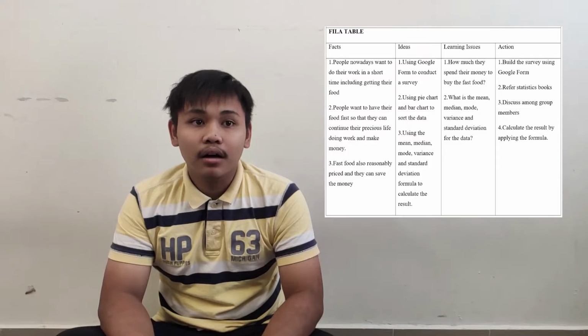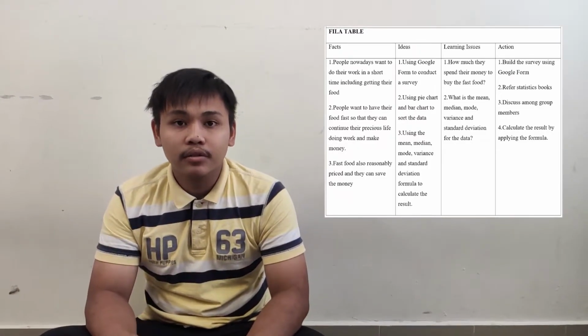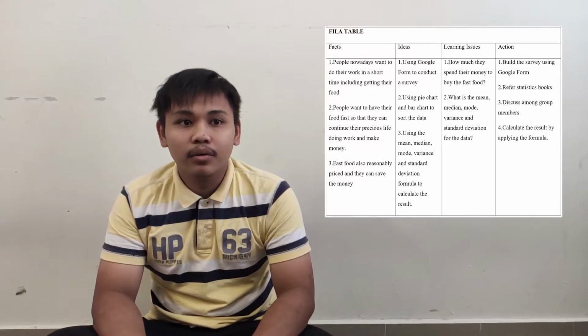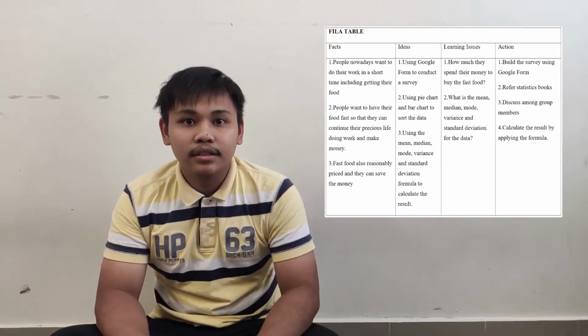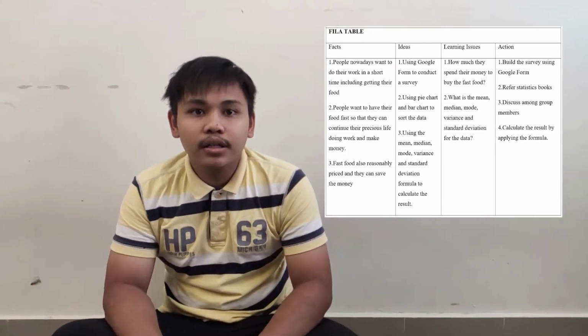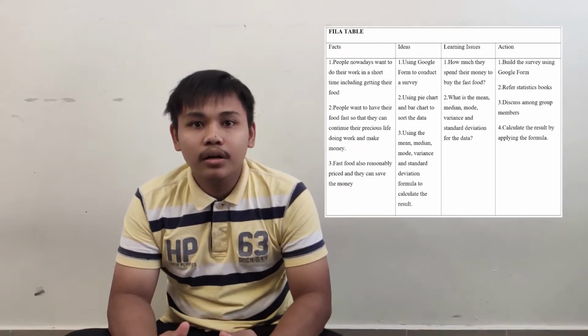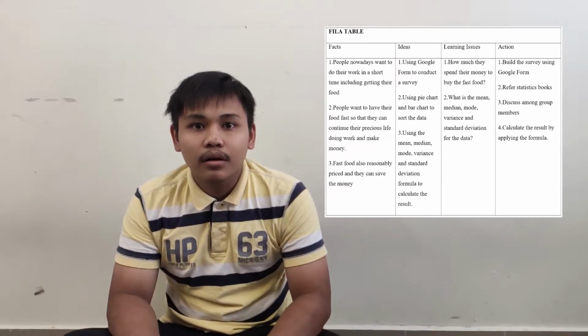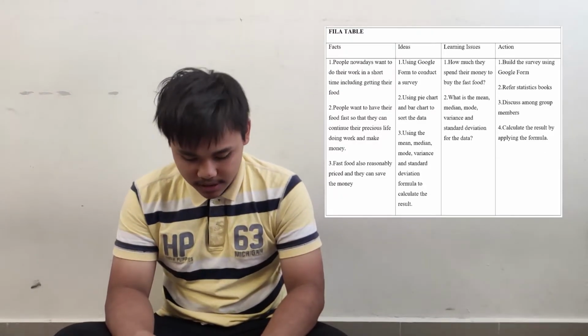Second is how often they visit a fast food restaurant. And third, which fast food restaurant is their favorite. Last but not least is action. What we can do is make a Google form. From a Google form we can get the data.